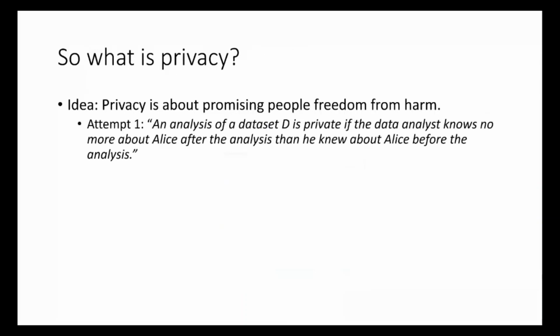Okay, so let's give it a shot. Here's one attempt. Maybe privacy is about promising people freedom from harm. So we might say that an analysis, some machine learning algorithm we might run on a particular data set, is private if the data analyst can learn no more about some individual, say Alice, in the data set after the analysis was run than he knew about Alice before the analysis was run. This sounds sensible: we shouldn't be able to learn anything at all about any individual in the data set from our aggregate analysis of the data set. Okay, that sounds sensible, but there's a problem.